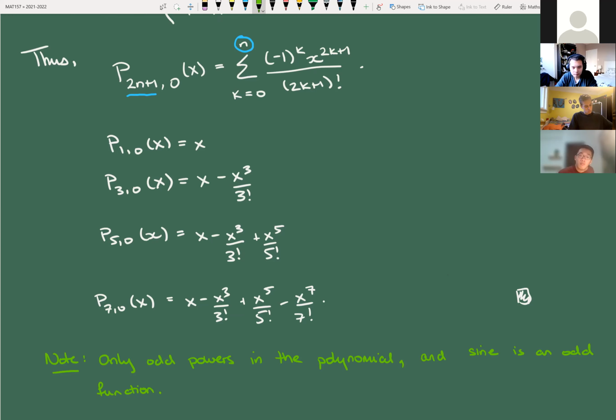Right? Maybe that's just a coincidence. The fact that I had an odd function, and when I computed its Taylor polynomial, it only had odd things in its expressions, right? They all had odd exponents. And here's the interesting thing.